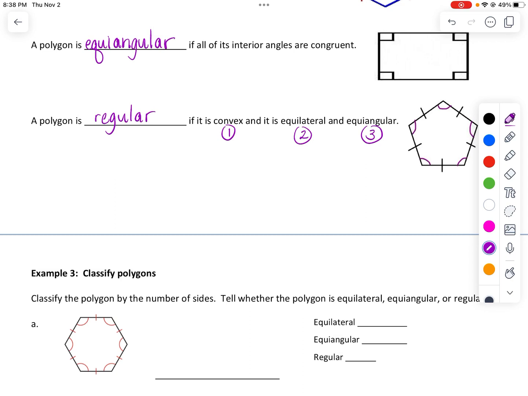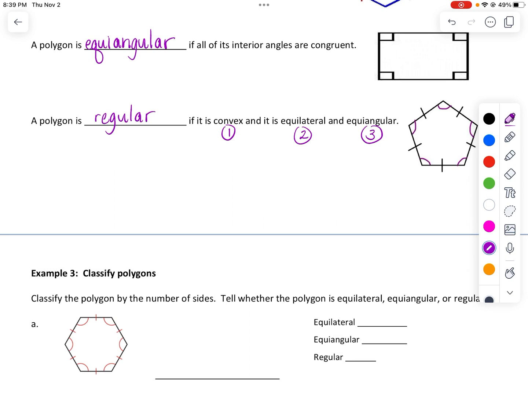So if a shape is convex, equilateral, and equiangular, all 3 of those things, then we can call it a regular polygon. So off to the right, we're looking at a regular pentagon because all the sides have been marked the same way, all the tick marks are identical, and all the angles have been marked the same way. All the arc marks are identical.